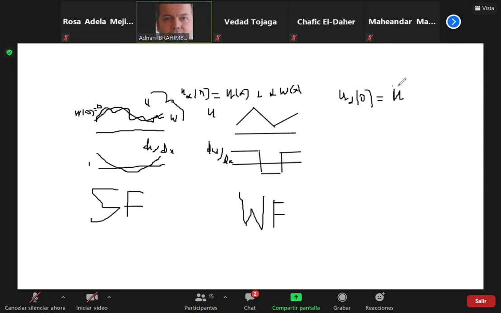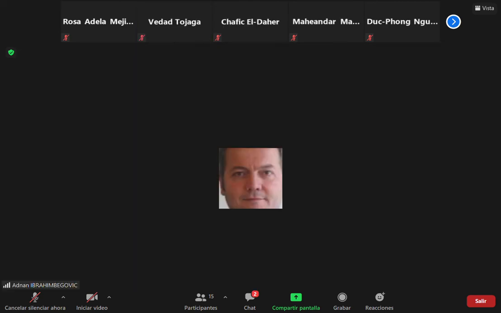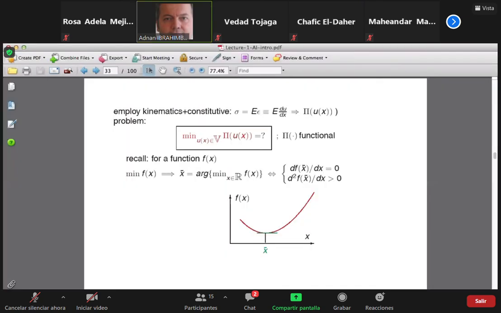So this means that W of 0 here has to be equal to 0. And that's this kinematic admissibility. So basically, if I go back to my presentation, I can then construct this type of derivative.